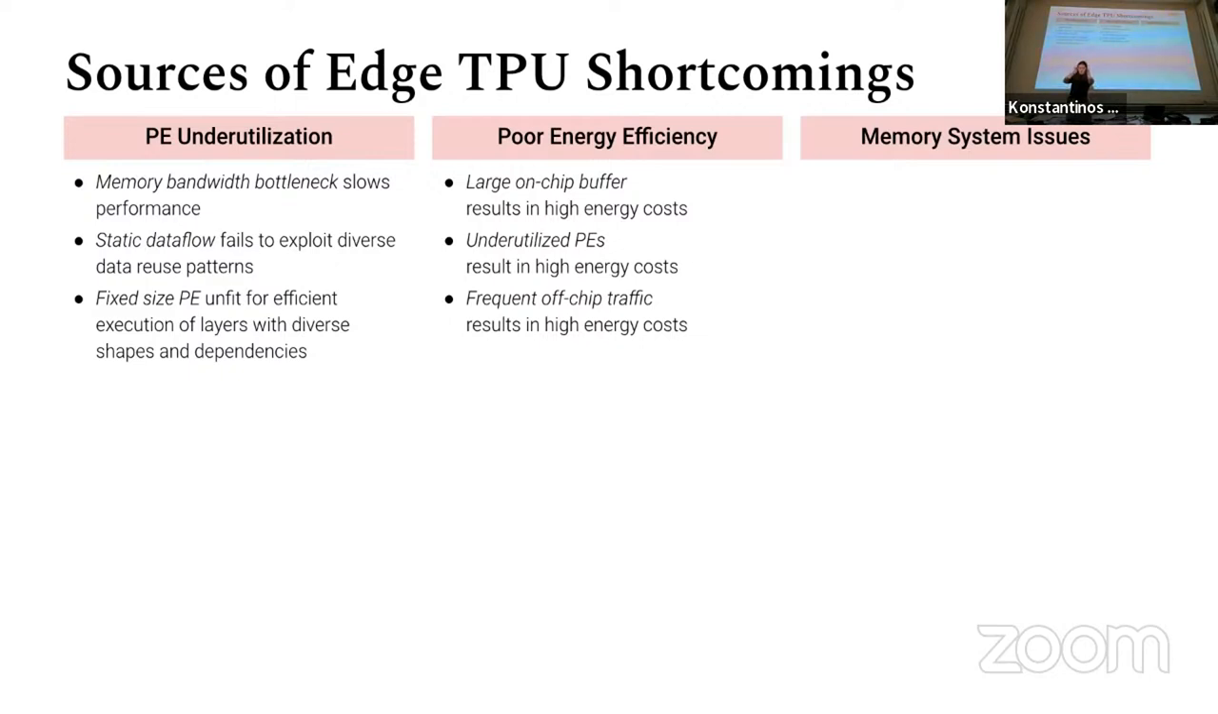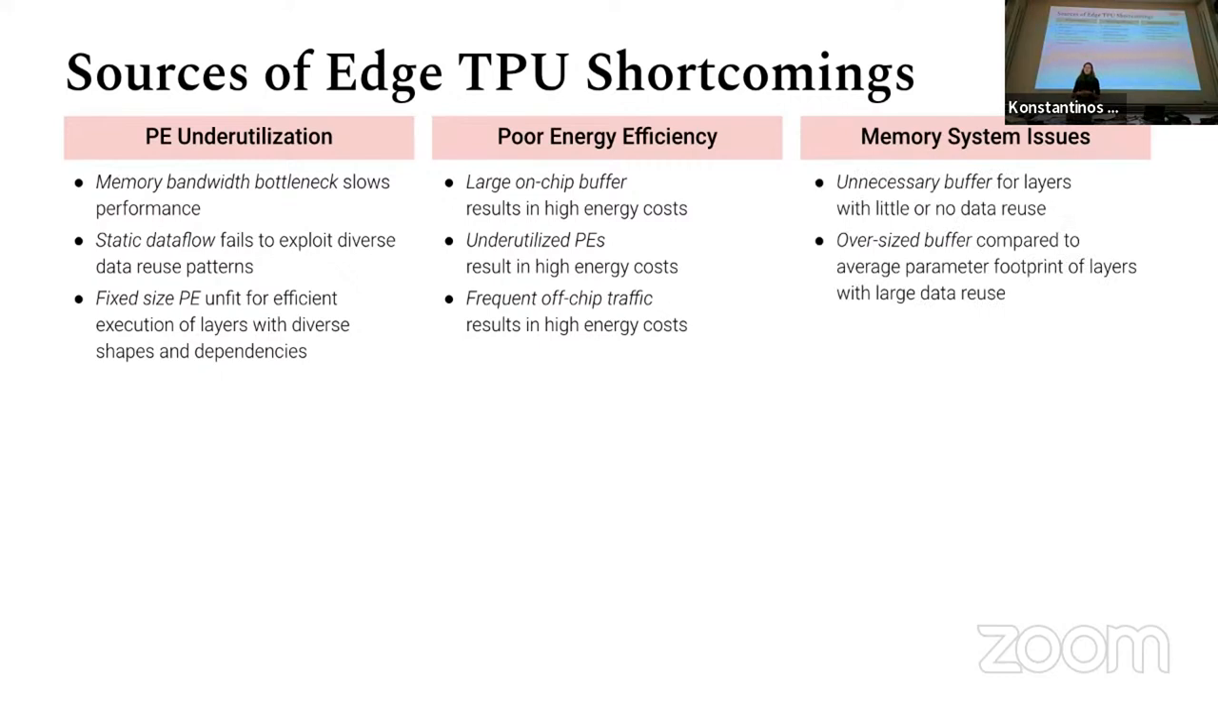And then through this inefficient memory utilization, the PE is usually underutilized with regards to LSTM, both with regards to memory access as well as, for example, because LSTM models have very low MAC intensity. We also see that the frequent off-chip traffic also results in high energy costs, right? So these are the three things that explain the poor energy efficiency.